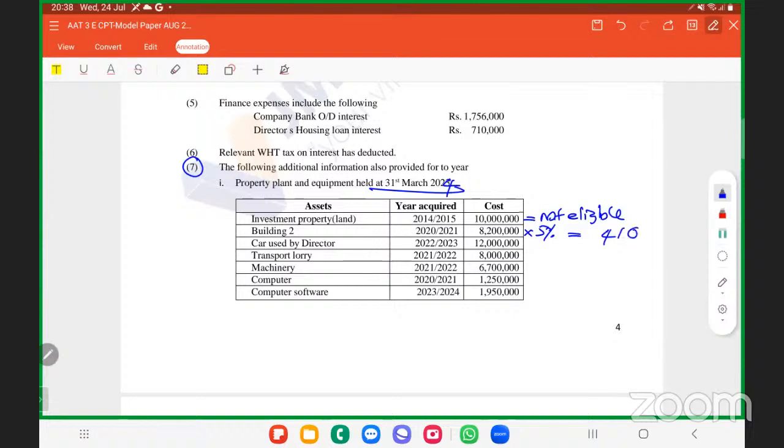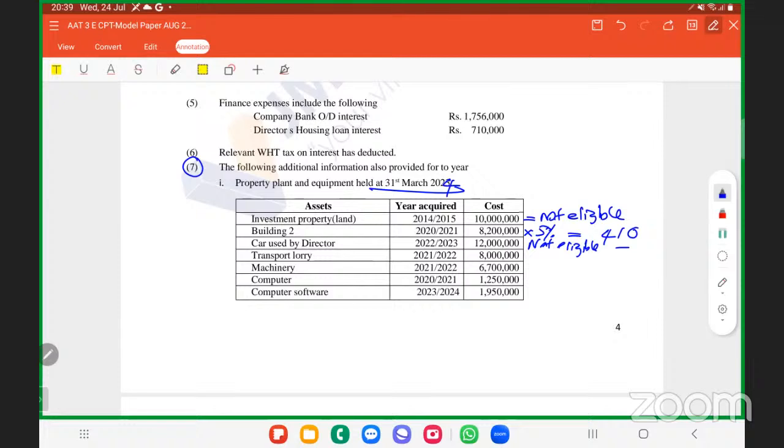The next one, the car used by the director, is not eligible. What is the reason? That is not a depreciable asset, my dear students. If any vehicle is used for transport or traveling purposes, it does not generate business income. Therefore, we cannot treat it as a depreciable asset, so you are not eligible to get the capital allowances.